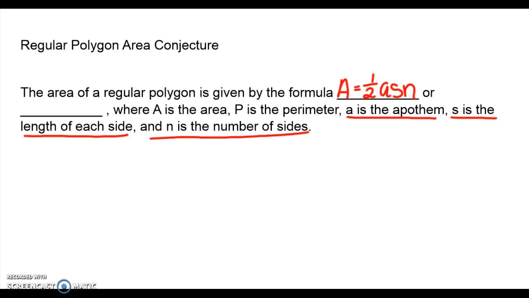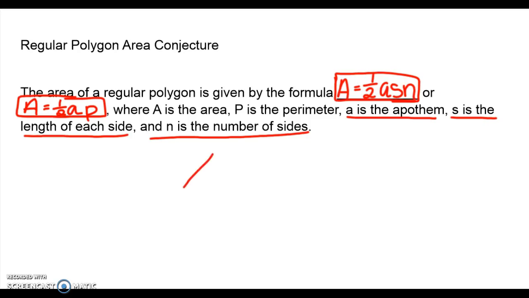Okay, so we have that first one. Now we can kind of simplify it by taking the area equals 1/2 times the apothem times the perimeter. Okay, so the perimeter is the exact same thing as multiplying the side length times the number of sides. So this one is kind of a simplified version of this one over here. They both mean the same thing. Okay, and you might use them both at some point, okay, but one is just kind of simplified. So both of them mean the exact same thing.